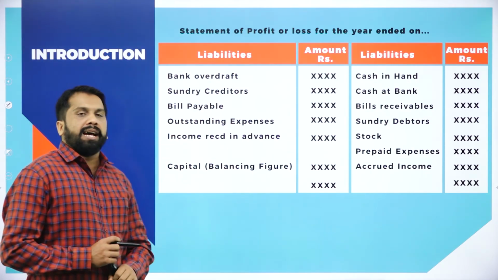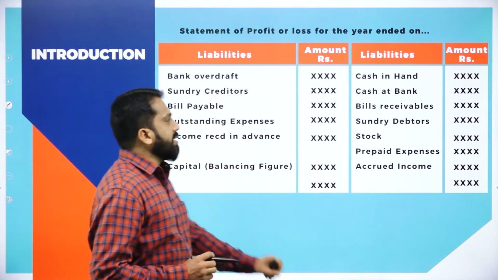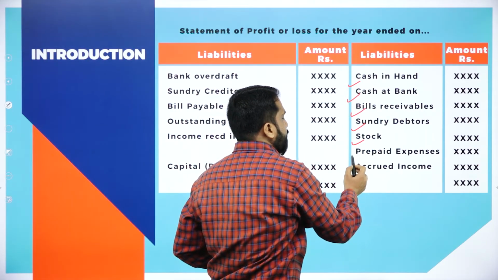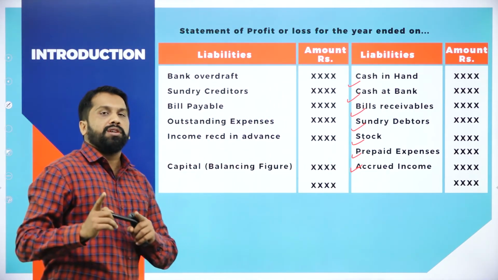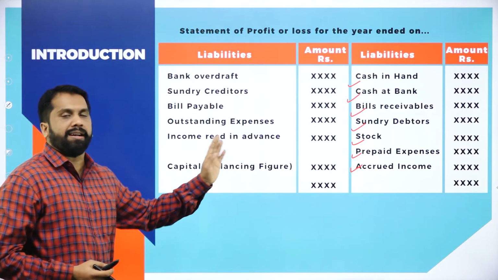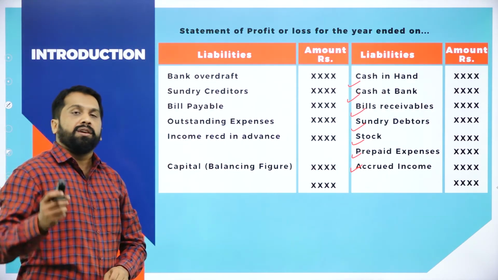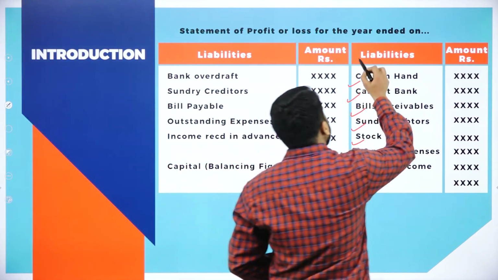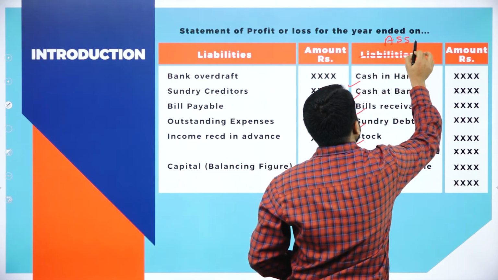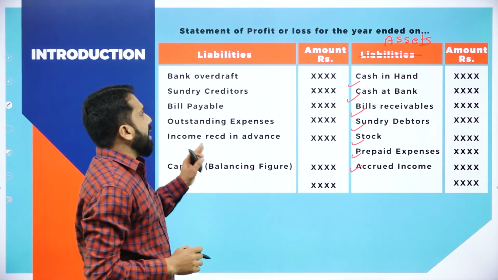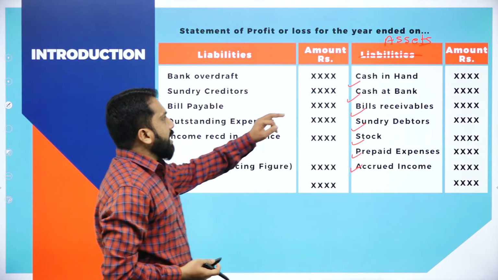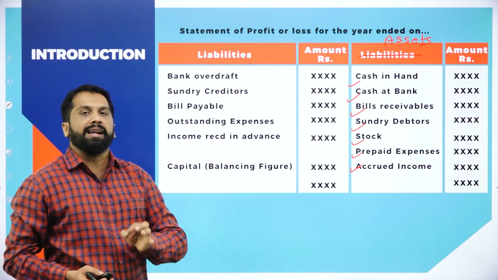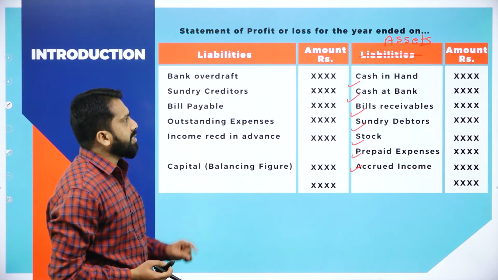In this statement for the year ended, these are the liability side and these are the asset side. Now, on the asset side, what do you have? Cash in hand, cash at bank, bills receivable, sundry debtors, stock, prepaid expenses, and accrued income. You have to remember, in the question they will not divide and give, they will give it in a single line. You should only know which comes under assets and which comes under liabilities. These we call assets.